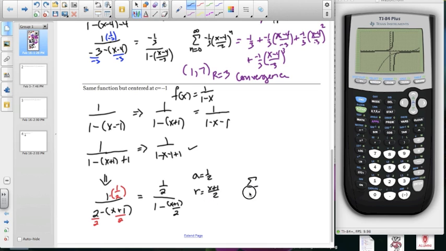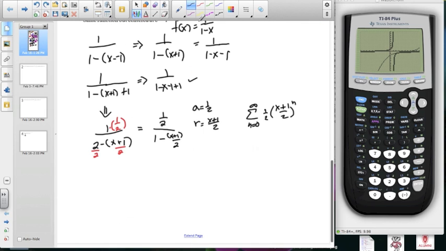So we're looking at a power series as n goes from 0 to infinity of 1/2, a r to the n. So we've got 1/2 times x plus 1 over 2 to the n. So there's our power series. And so we have a center of negative 1. And we could do a radius of convergence on this too, doing a ratio test there. We would find that we have an interval of convergence from negative 3 to negative 1. Excuse me, negative 3 to positive 1.